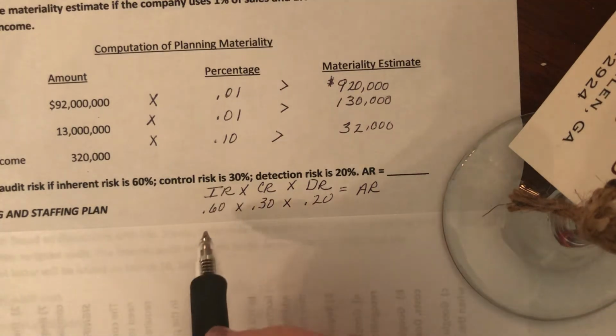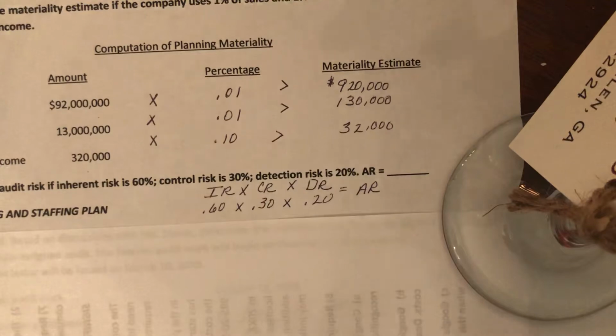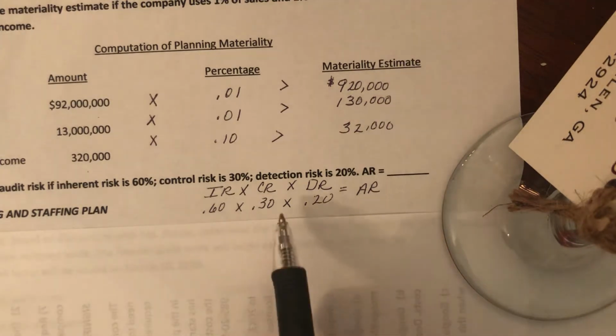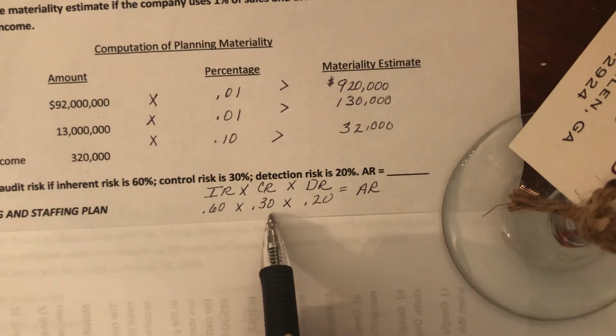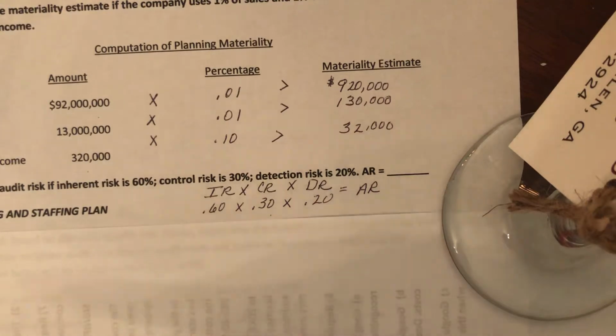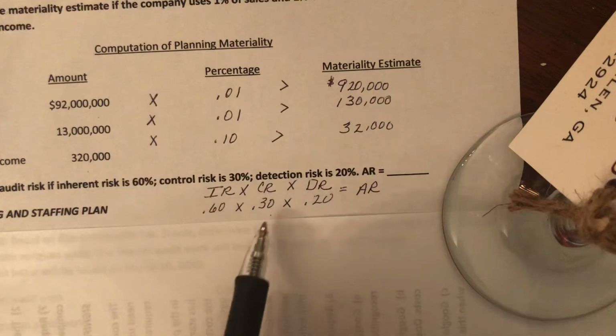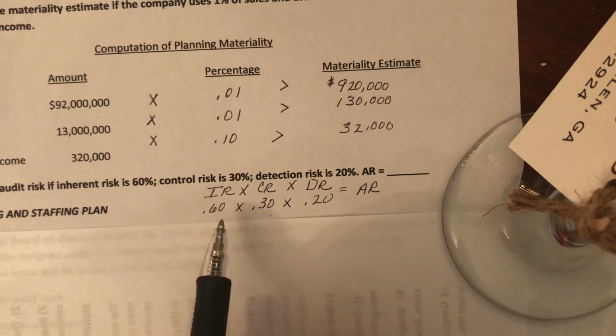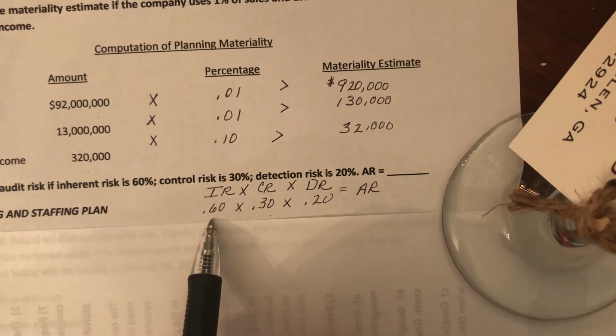So let's go through these all together again. Inherent risk, there's a 60% chance that there's a material misstatement in the financials, okay? Control risk is 30%. So the difference between these two is the amount that we would catch. Okay, so 30% is control risk. And then we come down to detection risk. There's a 20% chance that we as auditors won't catch something. Okay, 30% chance that it'll get through internal control, and 60% chance that it just exists, period.